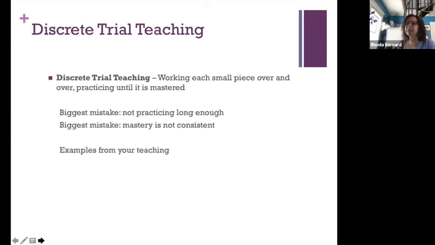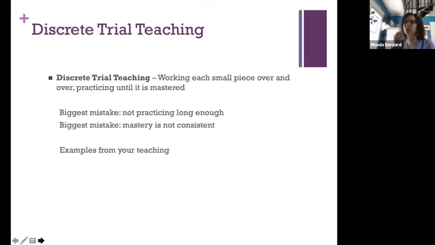So the idea here is that we have this small piece and we've got to get it mastered, and it's got to be consistent, and we've got to not feel frustrated, as Navita was saying. So the biggest mistakes we make are that we don't practice it long enough, or that mastery is not consistent. There are great ensemble directors I know who will rehearse something with a choir or a band and say, okay, that was perfect. We need to do it 3 times in a row that perfectly without stopping. Then I know we've got it. And that's a great test.